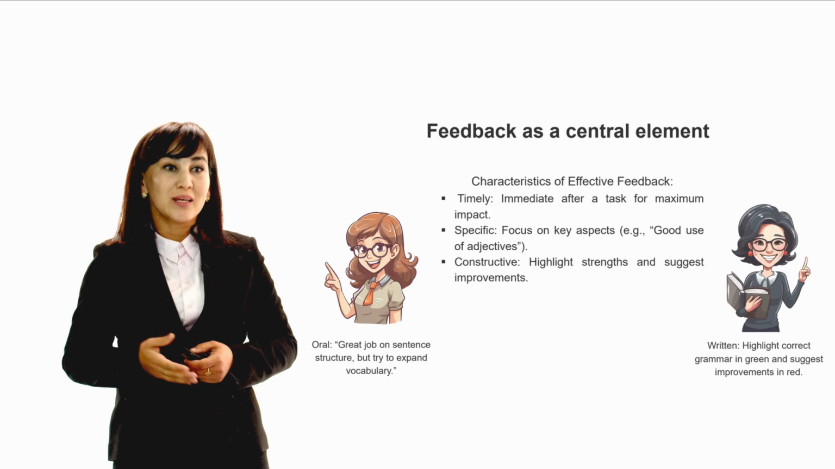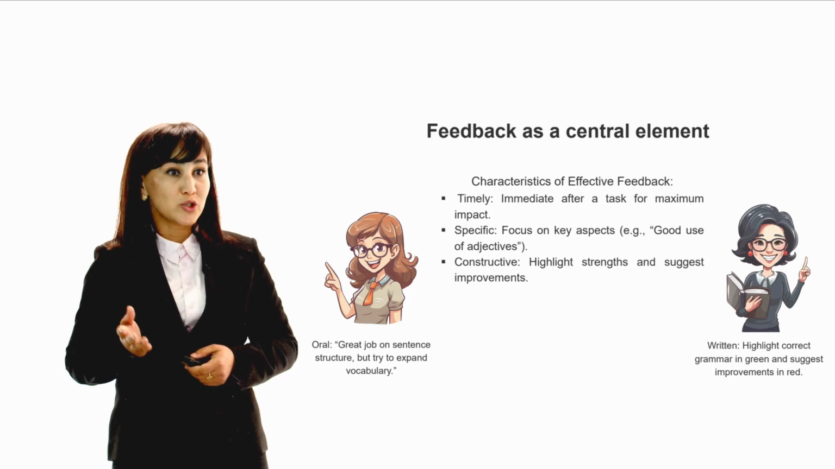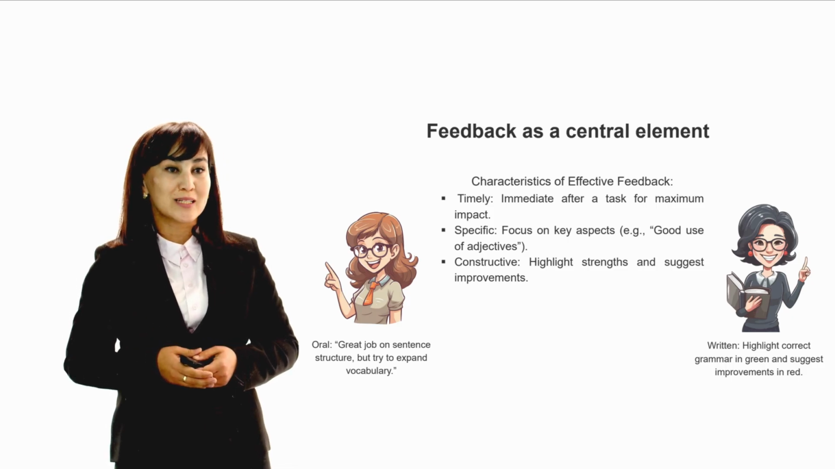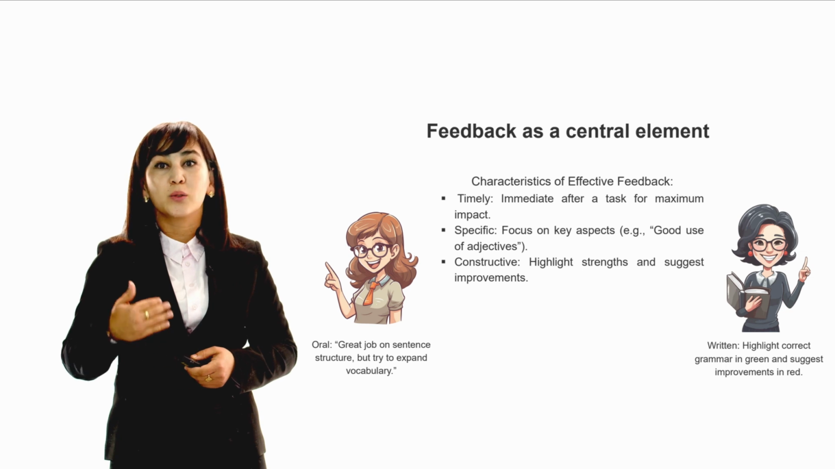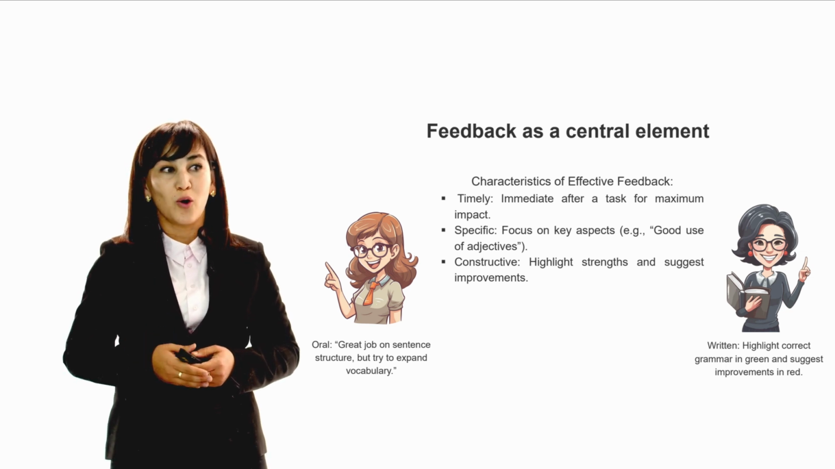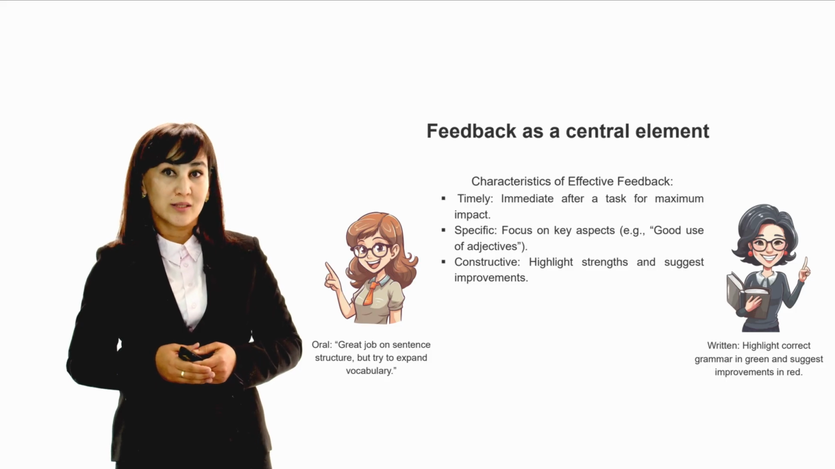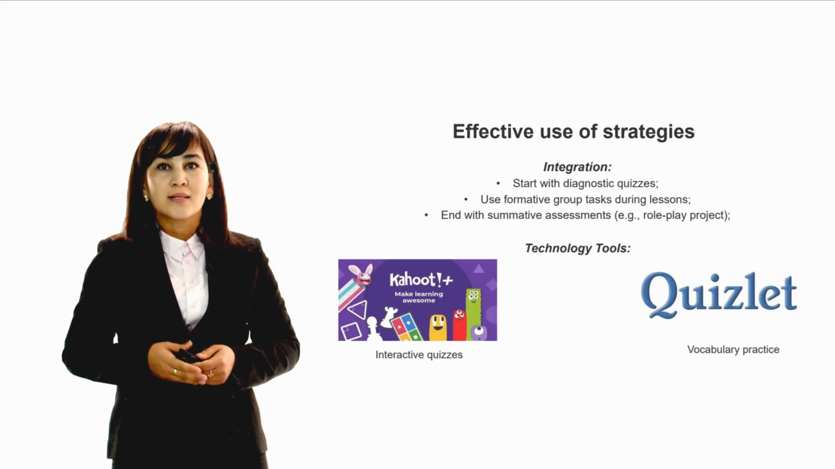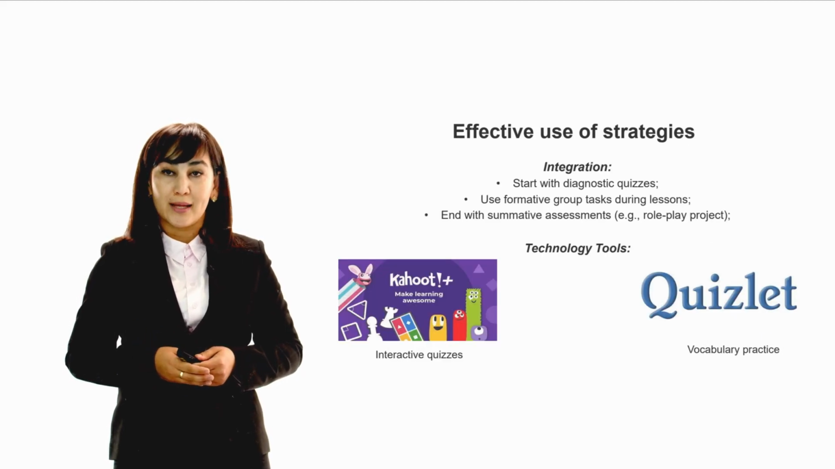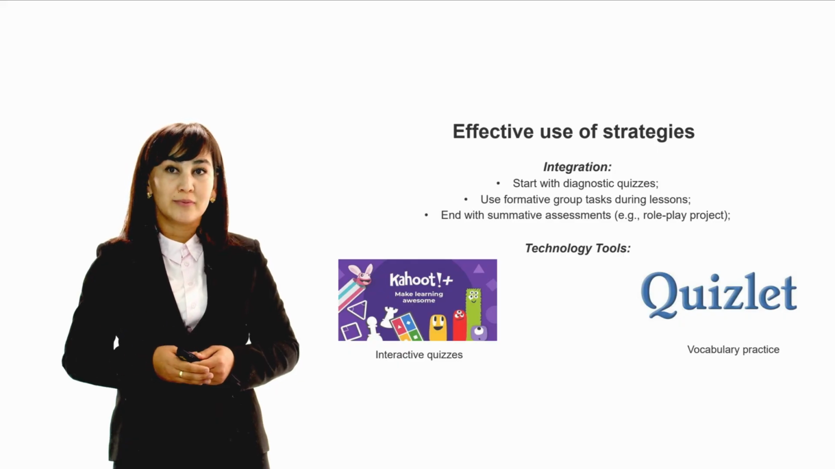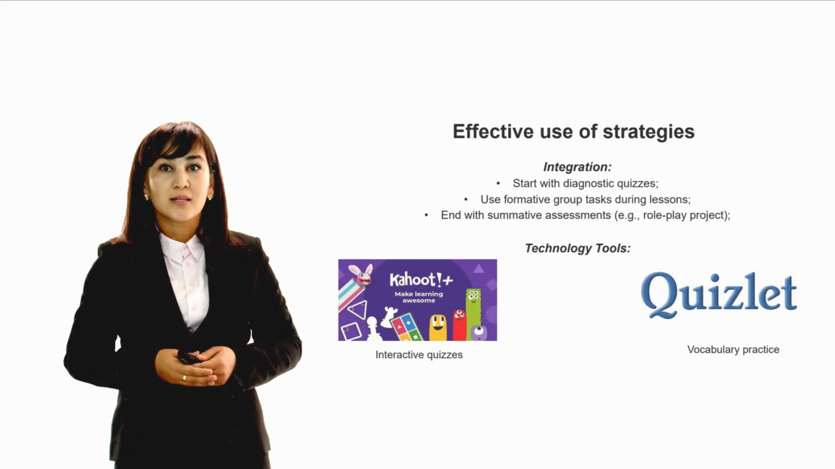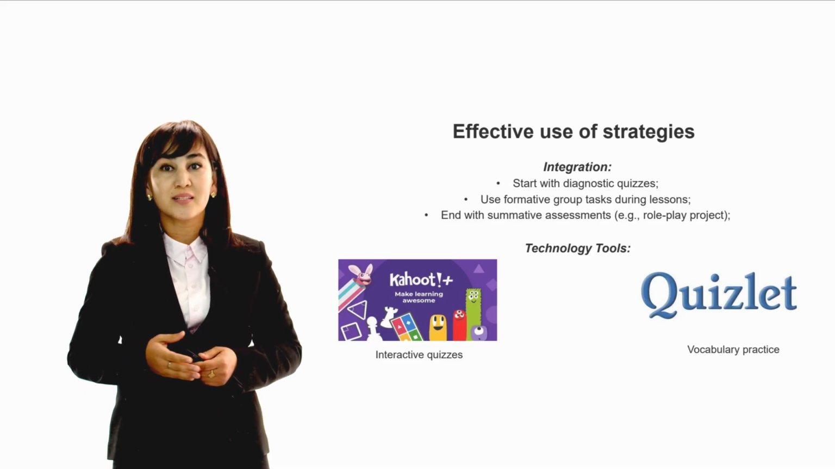So when we give oral feedback, we can say, great job on sentence structure, but try to expand vocabulary. But when we give our feedback in written form, we should highlight correct grammar in green, but we should suggest improvements in red. So now let's look through several strategies which can improve effectiveness. So how do we put all this together in our teaching? Here is a simple sequence.